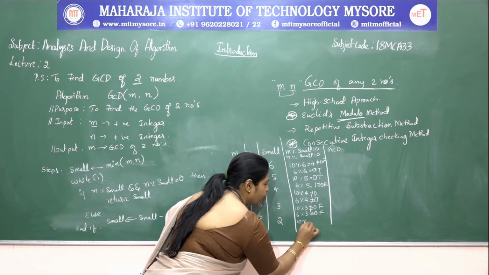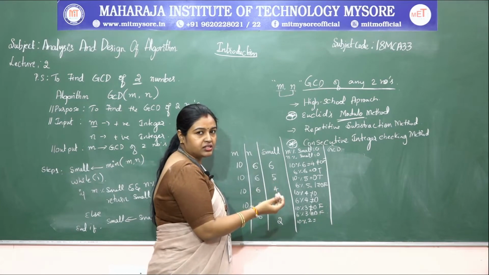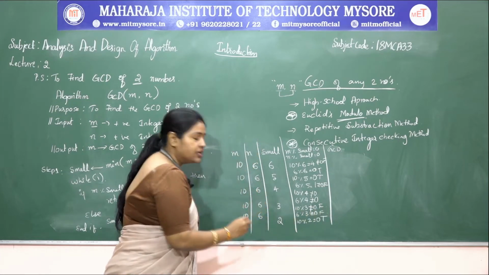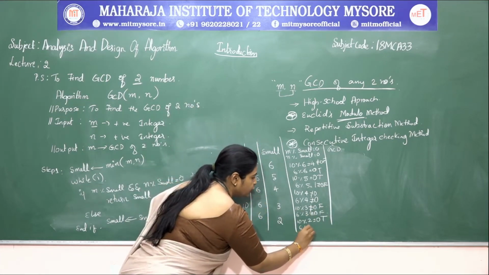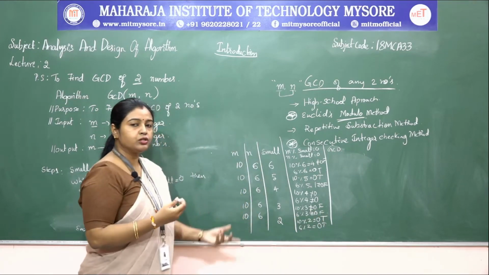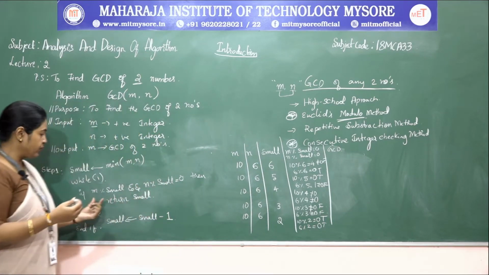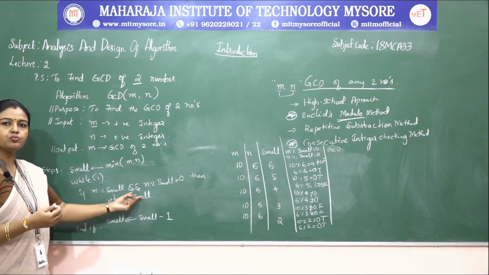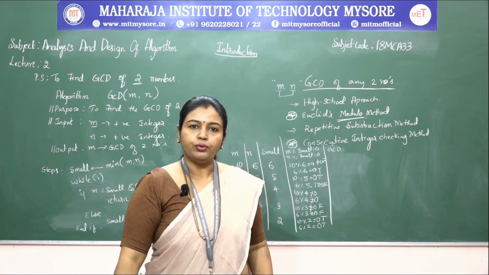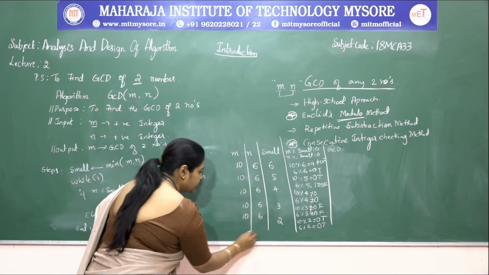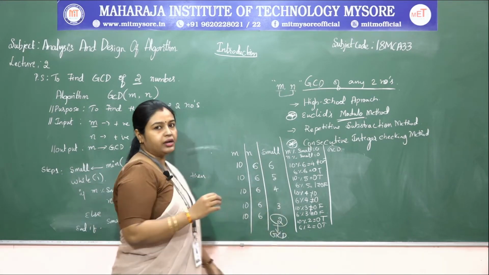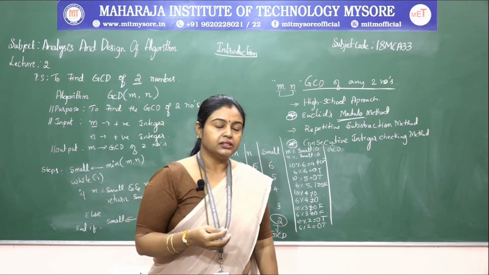So let us apply the operation. 10 mod 2, what is the result? The remainder is 0. So first statement is true, right? Now the second statement, 6 mod 2, is it true? Yes. 6 mod 2, remainder is 0. So true and true. Both are true, then we need to execute this statement. What is this? Return small. That is nothing but in the small variable we will be having the GCD of 2 numbers. This is how we can calculate the GCD of 2 numbers.